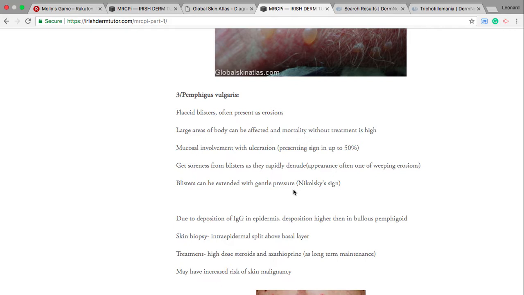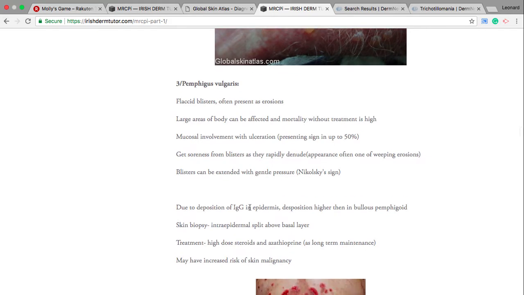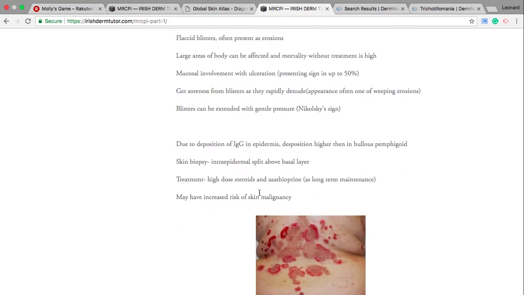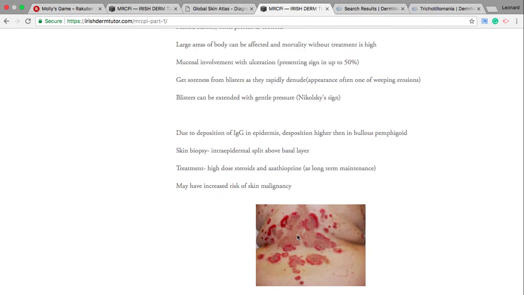So pemphigus vulgaris, in comparison to the tense blisters of pemphigoid, in pemphigus vulgaris you get flaccid blisters, and once the patient arrives to see a doctor, they often just present as erosions because the blisters have already burst. And large areas of the body can be affected, and mortality without treatment is actually high. So this has a much worse prognosis than bullous pemphigoid. And here's an example where we can see quite a bit of the body surface affected. You actually can't see any intact blisters there really, and all you can see are these erosions.